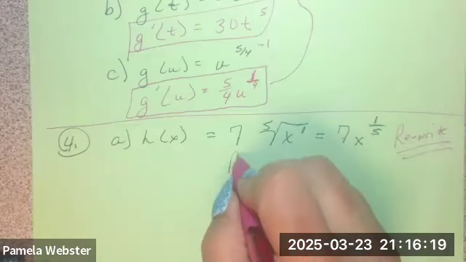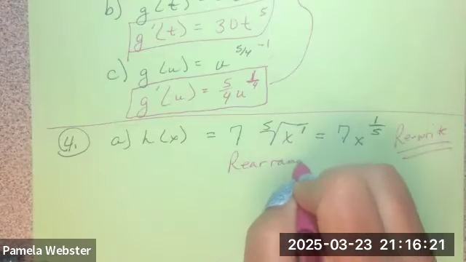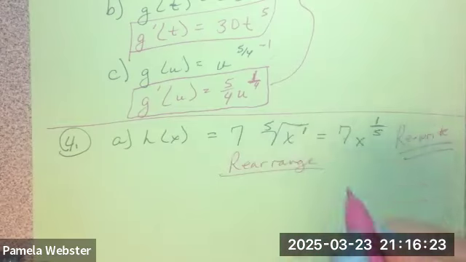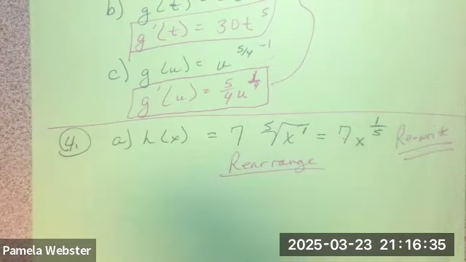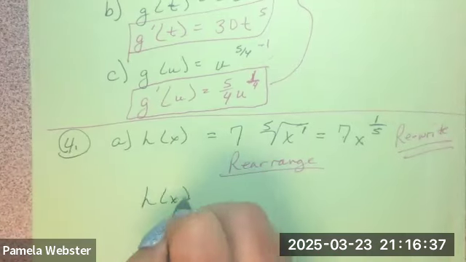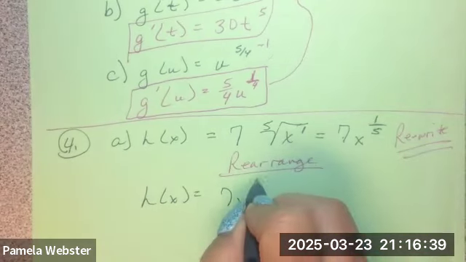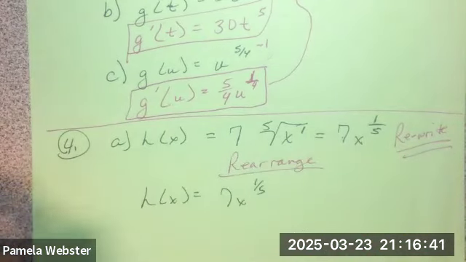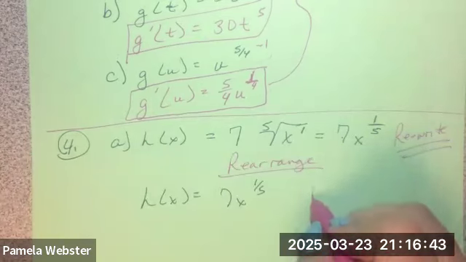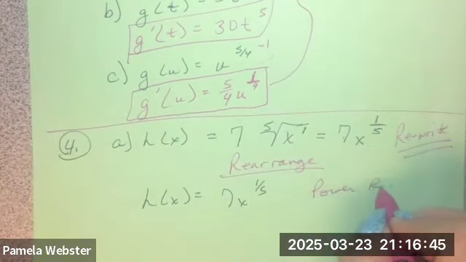I think I actually have one on the test. I can't remember exactly, I wrote it a few days ago. But I think it says rearrange this. Show me that you know your exponent rules. That is part of what I want you to show me here. So now I have h of x equals 7x to the 1/5. What kind of a rule is this? I think it's a power rule.